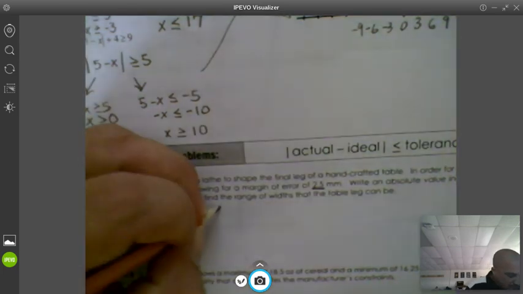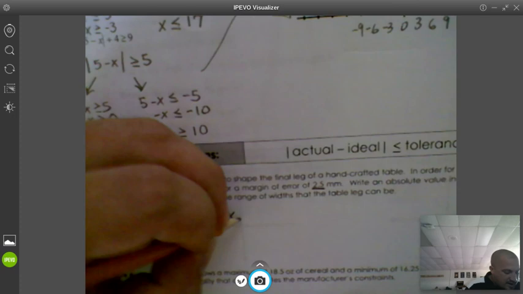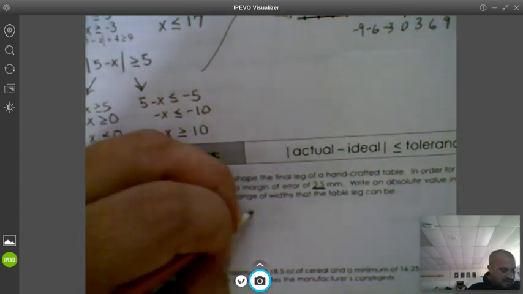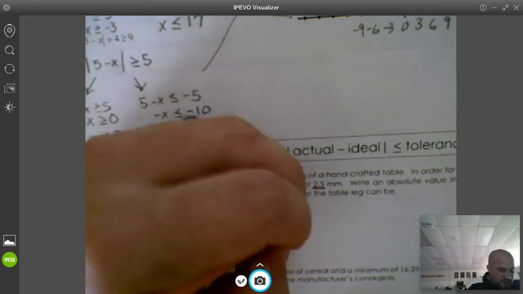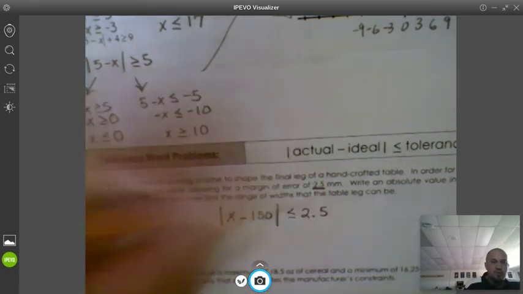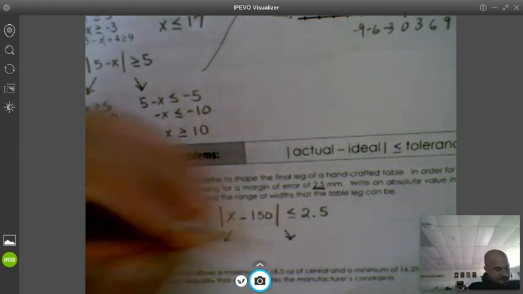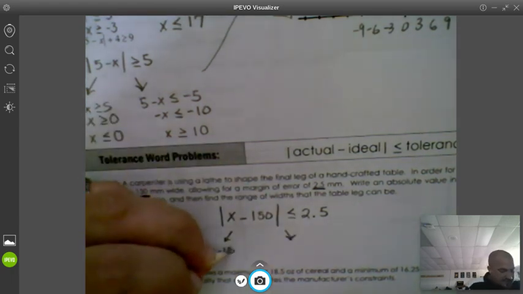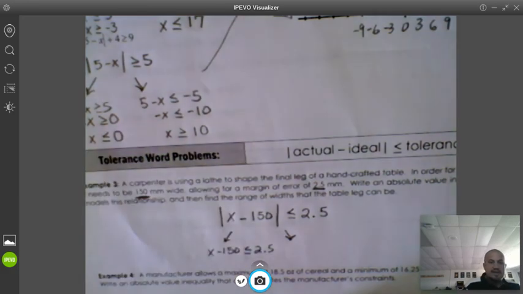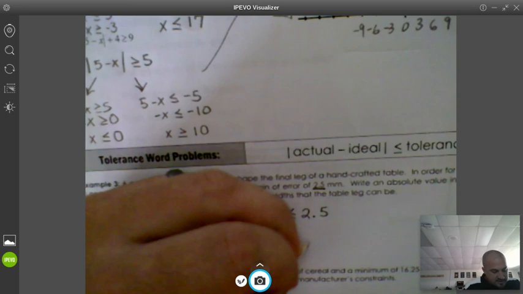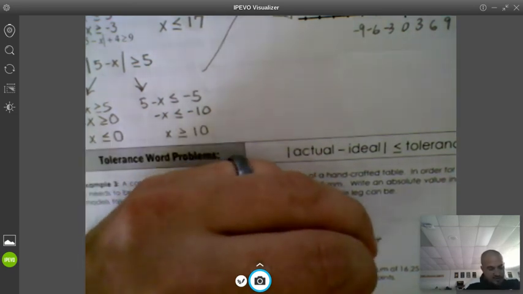Write an absolute value inequality that models this relationship and then find the range that the table leg can be. So the actual is x, we don't know what it is yet, minus our ideal, we want it to be 150, is less than or equal to how much we'll tolerate. That's 2.5. So we're going to split these up. x minus 150 is less than or equal to 2.5. And x minus 150 is greater than or equal to negative 2.5, right?